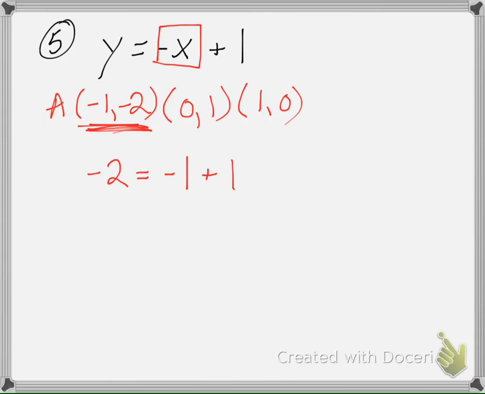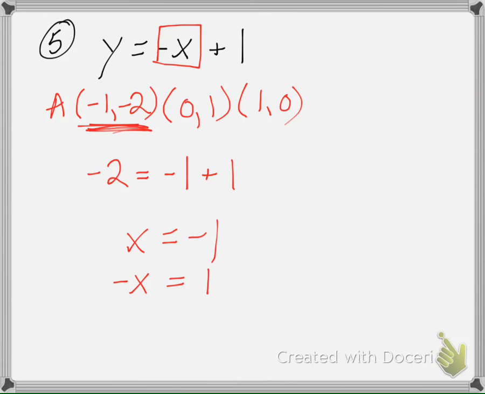The x is negative. What is my x value? My x value is negative 1. So if this equation said y equals x plus 1, then I would have negative 2 equals negative 1 plus 1. It doesn't say x plus 1, though. It says negative x. So if x is negative 1, then what is negative x? 1. Yeah. If x is negative 1, then that means negative x has to be positive 1, okay?